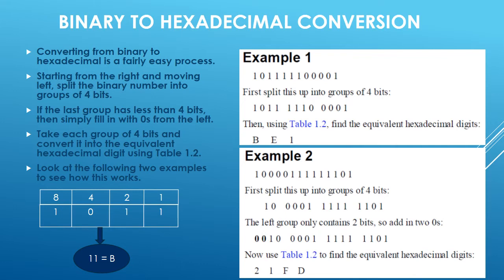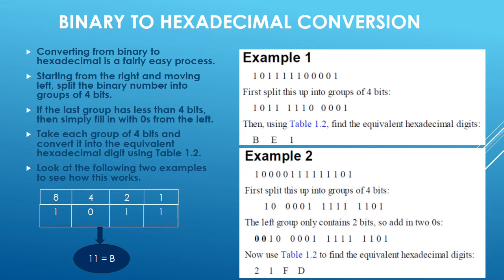Example number 1, in which the binary number is given. First, we will split this number into groups of 4 bits, starting from the extreme right side. So we have formed 3 groups here, and luckily all the groups are fully filled with digits, so they are not less than 4 digits. The very first one is 1011. If we put binary notation on this, 1, 2, 4, 8, and add the binary notations which have the value 1, we get the equivalent hexadecimal number which is B.